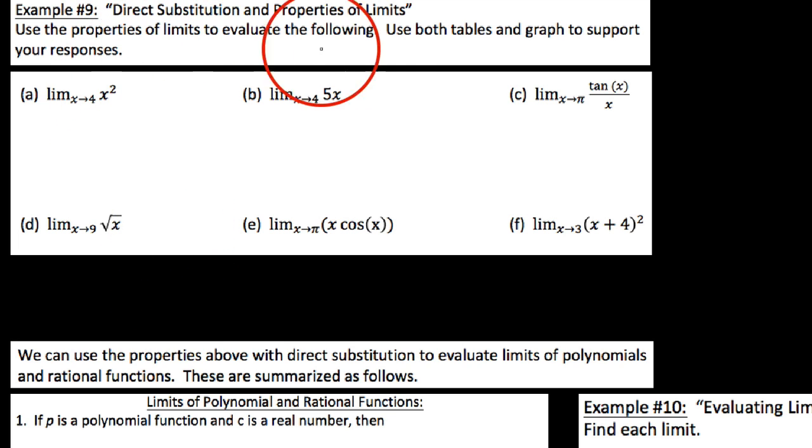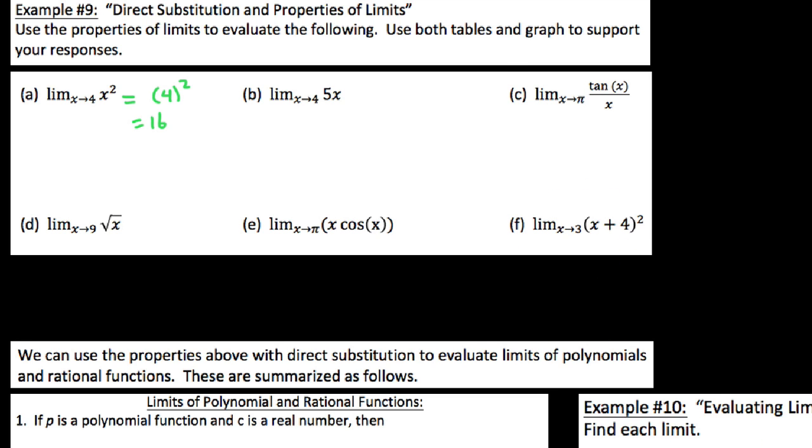It says use the properties of limits that we had there to evaluate the following and use both tables and graphs to support your responses. So what I want to do in this video is just go through and say, because of all these being well behaved, let's use direct substitution. So the limit as x gets really close to 4 of x squared would just be 4 squared, because we're just plugging this into our function. So we really get 16.